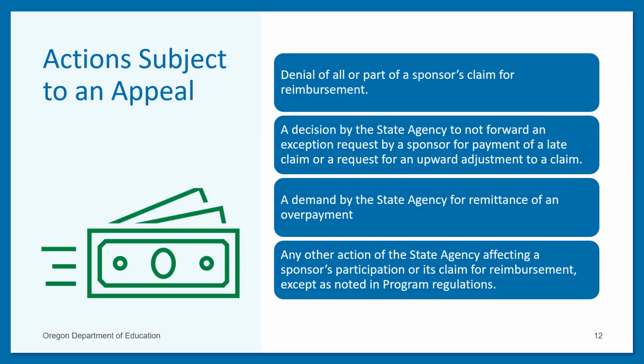Denial of all or part of the sponsor's claim for reimbursement. ODE-CNP may deny all or part of a sponsor's claim if the state agency has reason to believe that the sponsor, or its sites, or its food service management company has engaged in unlawful acts with respect to the program operations. Evidence found in audits, investigations, or other reviews provides basis for non-payment of all or part of the sponsor's claim for reimbursement.